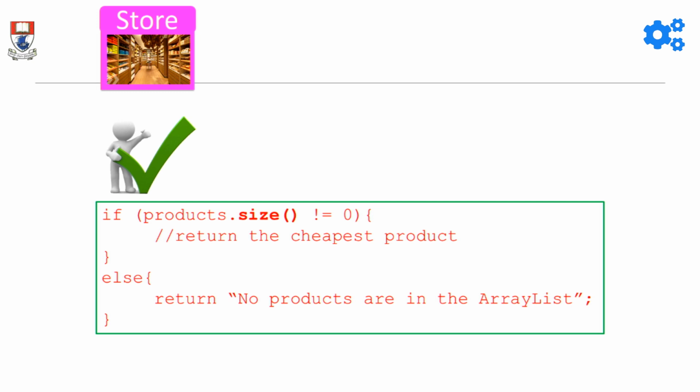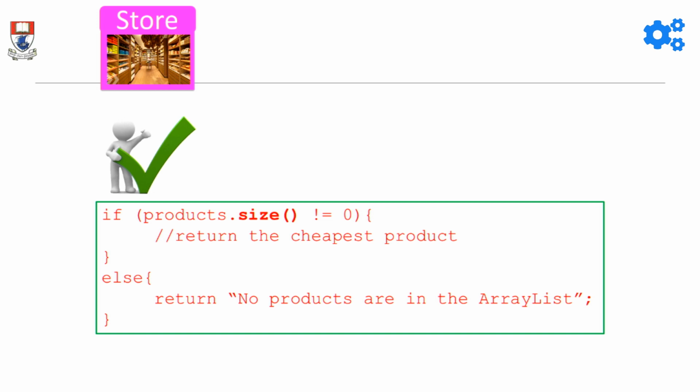Else return. So some of you missed the else part. Return no products are in the array list. Okay, because it's easy enough. We know that there's no products here, so we don't have to do any further calculation. We can just return a string that says, there's no products in this list. Okay, so well done. 2 of you got that right.